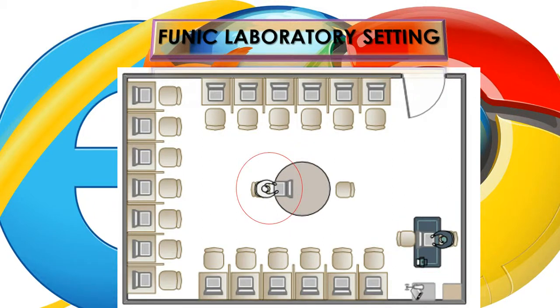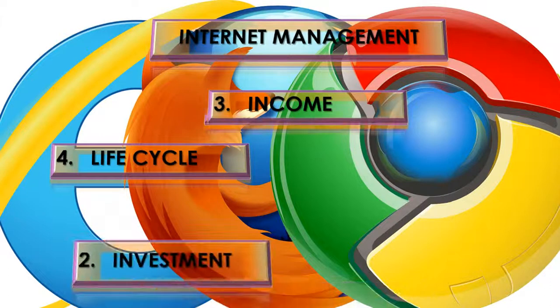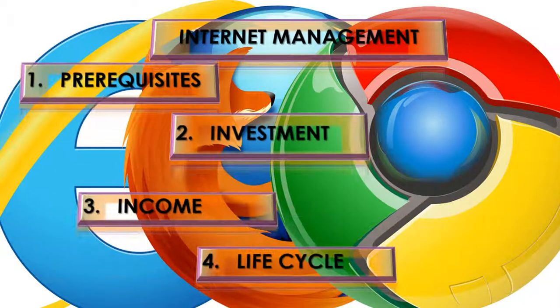Next, we have the lecturer or the supervisor of the laboratory for a particular period of time with the students who are coming to manage the activities. But how do we proceed to have a good management of internet connection in particular? We have to talk about the prerequisite that needs to be there. We have to talk about the investment that Funic needs to incur, the income that such investment can provide, and we're going to talk about the life cycle of such project.